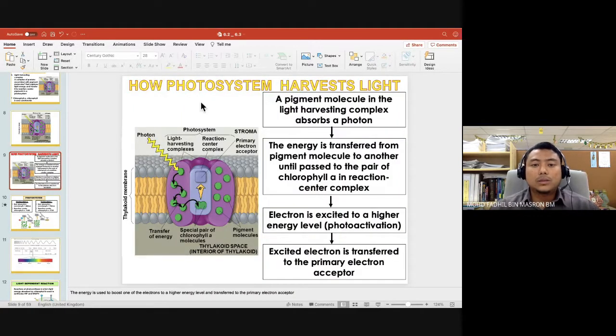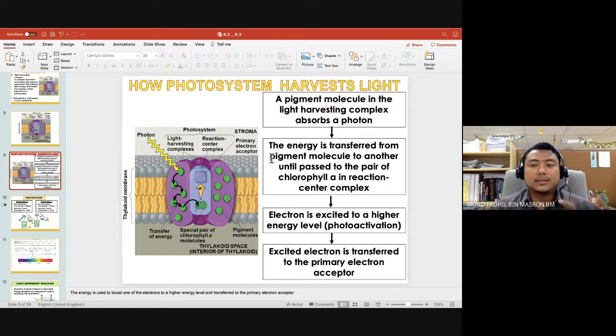So how does this photosystem harvest light? Macam mana dia tuai cahaya, macam mana dia tangkap atau ambil cahaya atau gunakan cahaya. So it goes with a pigment molecule in the light harvesting complex absorbs a photon. So dia absorb satu photon sahaja dulu, I mean satu pigment tu lah. Ni cerita pasal satu pigment.